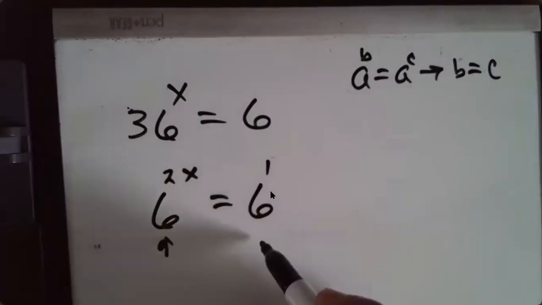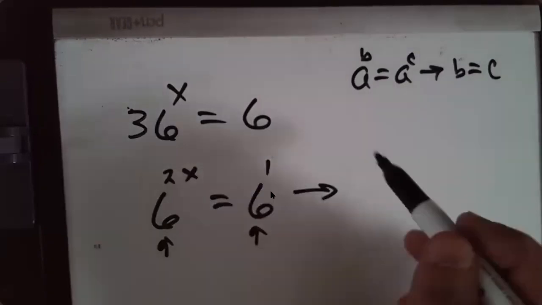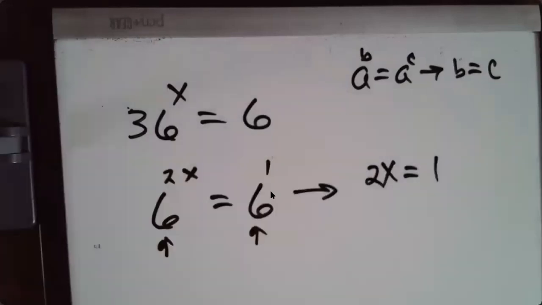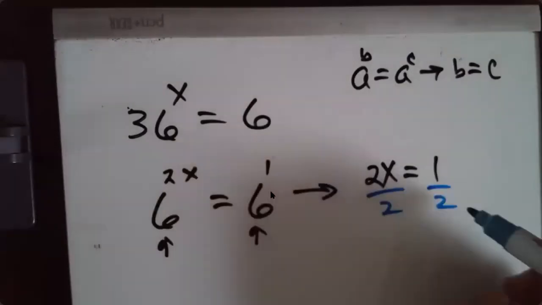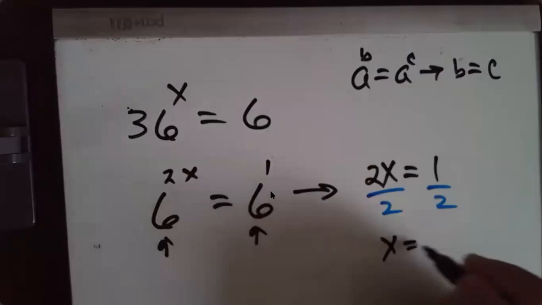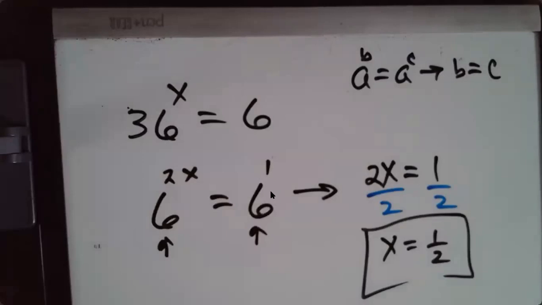So our base on the left is the same as our base on the right. So we can set the exponents equal to each other. 2x equals 1. And then solve for x. When we solve for x, we divide by 2. Divide by 2. And we get x equals 1/2. And that's our answer. All right, any questions there?